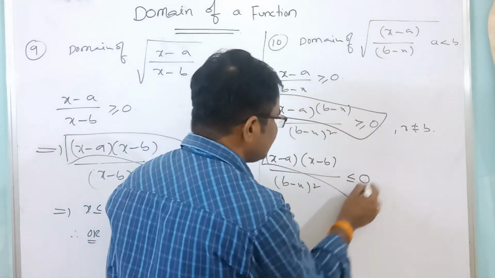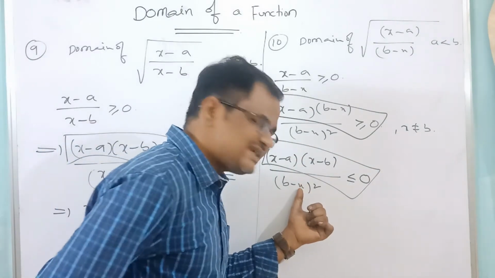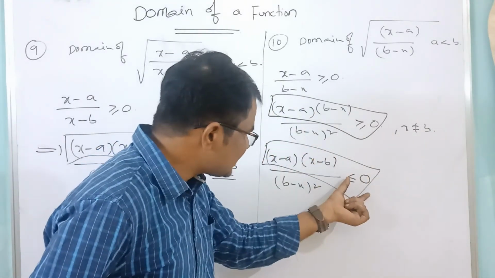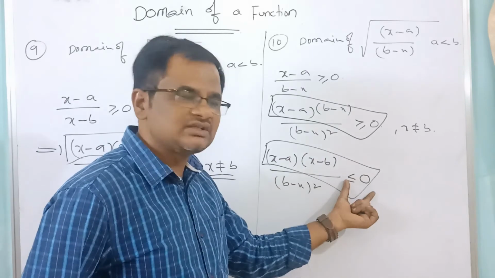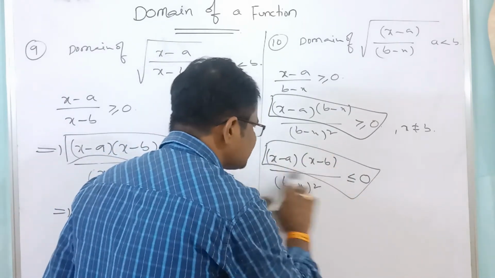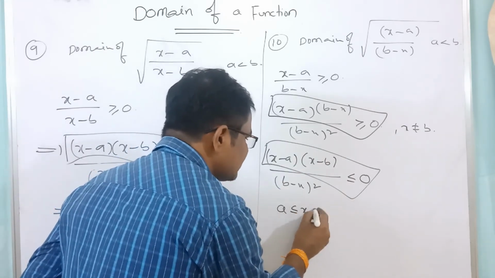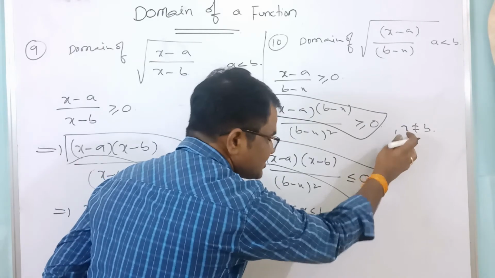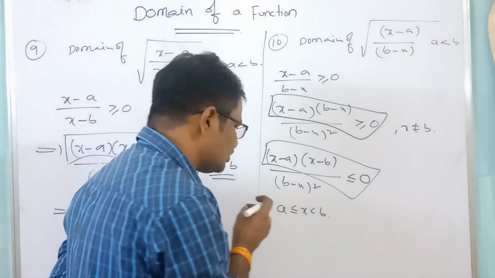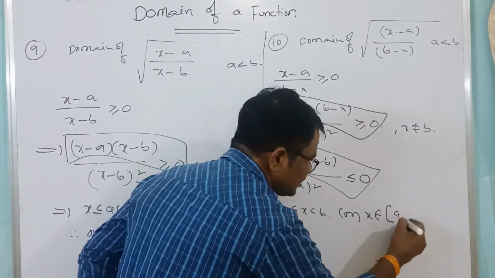Now here, see, already this is greater than or equal to 0 except this factor. Means when it is less than or equal to 0, then only this total expression will get less than or equal to 0. So when this expression is less than or equal to 0, the numerator is less than or equal to 0: a is less than or equal to x, less than or equal to b. But here x is not equal to b. So that's why you have to remove x equal to b from this. Or you can write x belongs to closed interval a to open interval b.